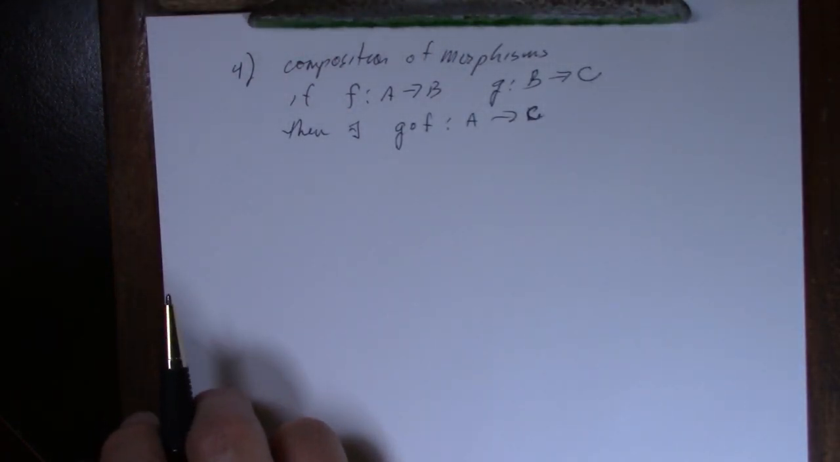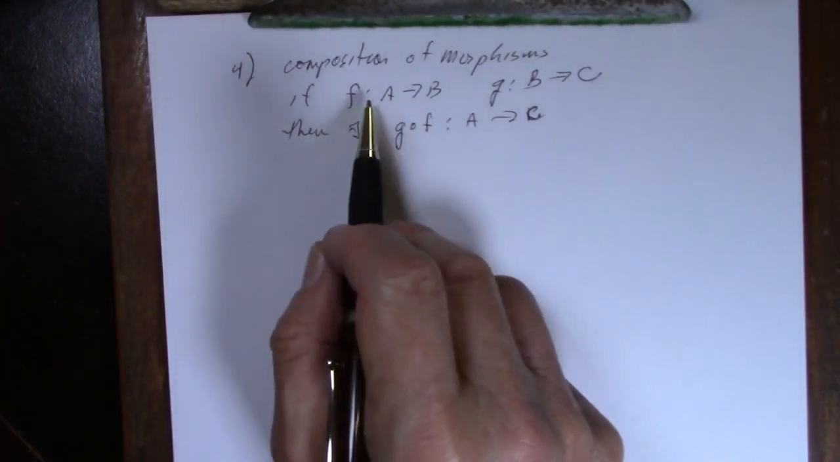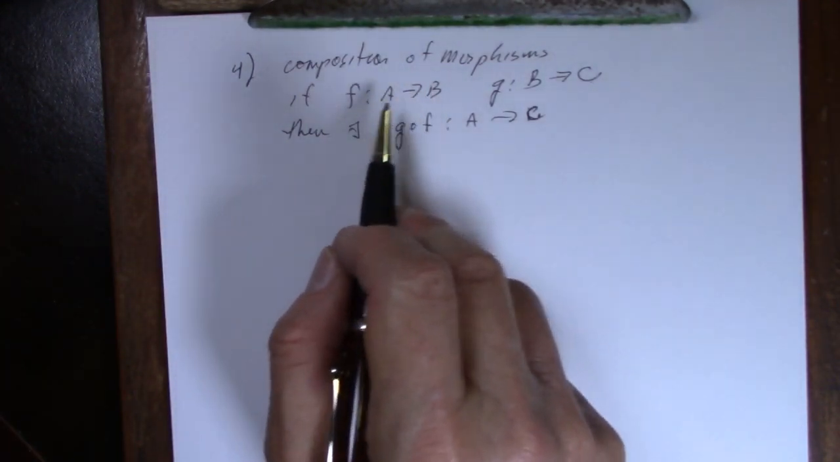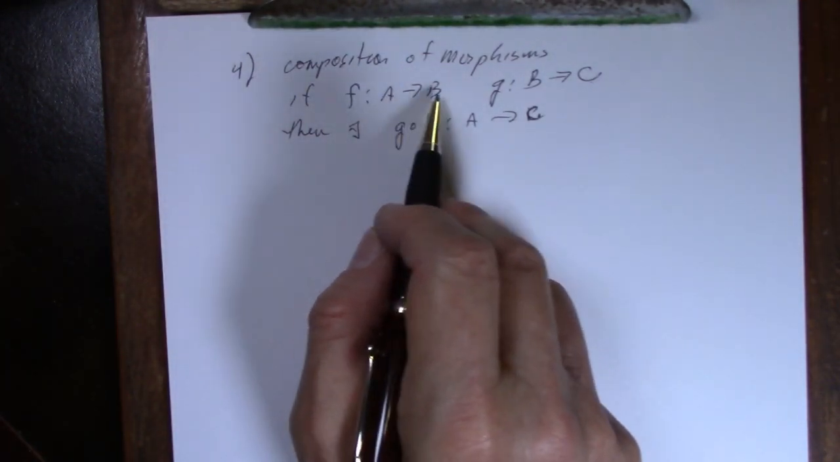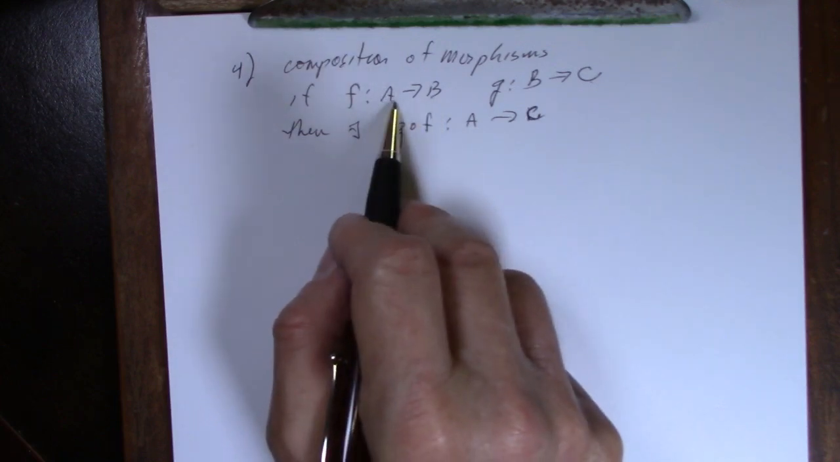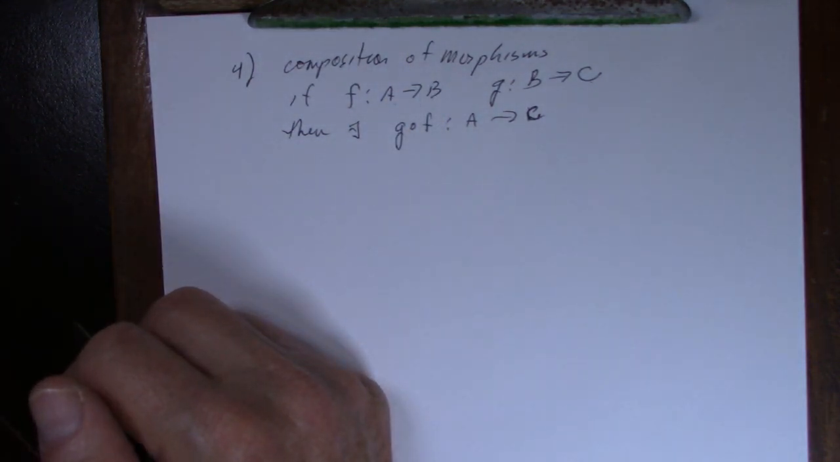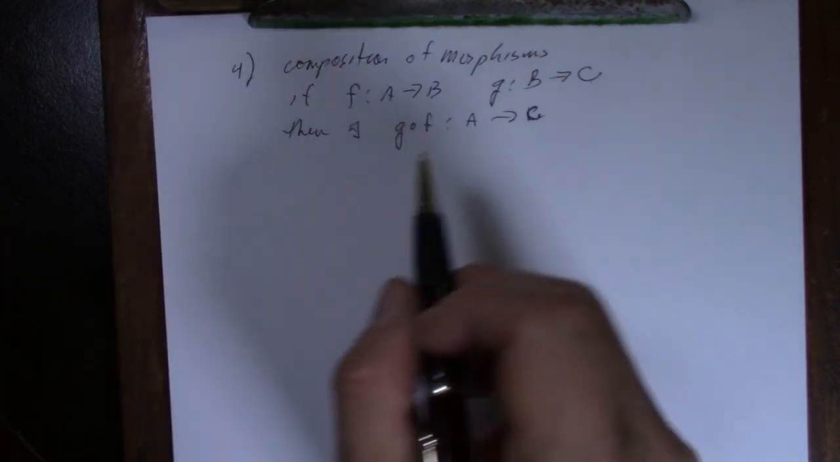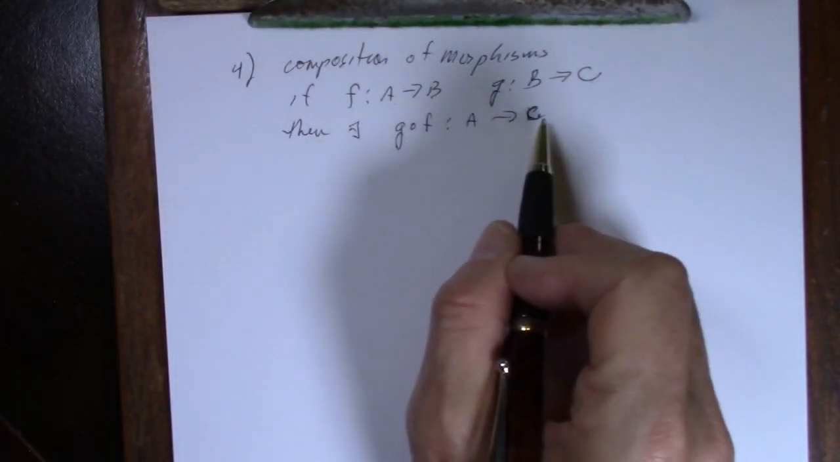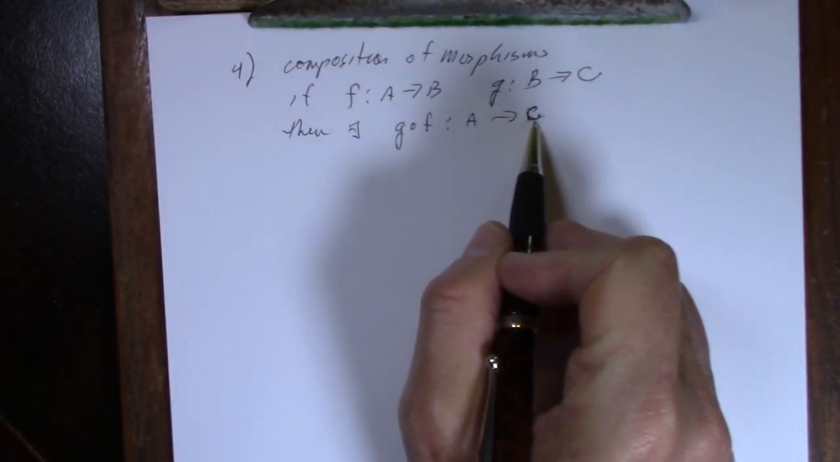Another piece of terminology I find helpful is when you have a morphism from A to B is to say that F leaves A and enters B. That's kind of a useful way of talking. So the composition leaves A and enters C. Okay.